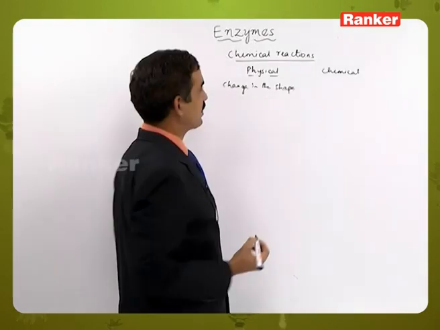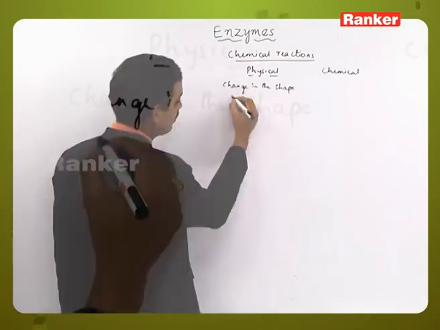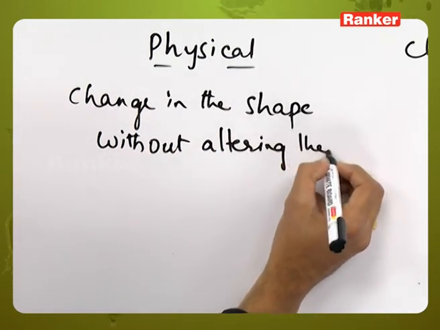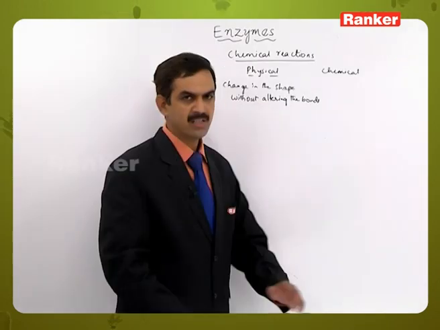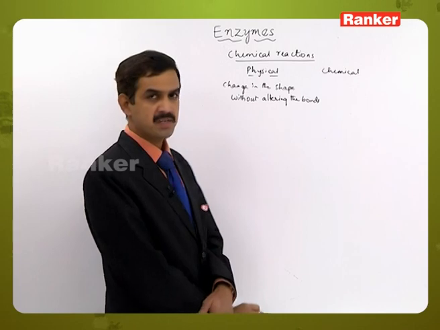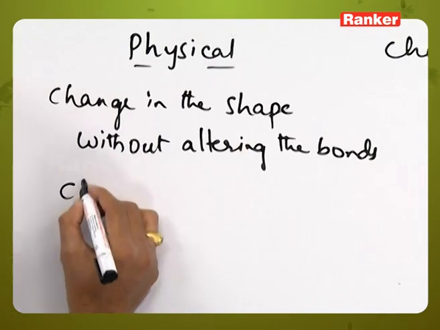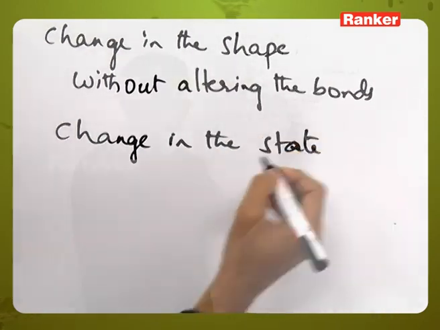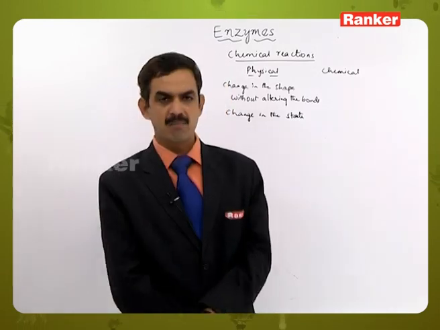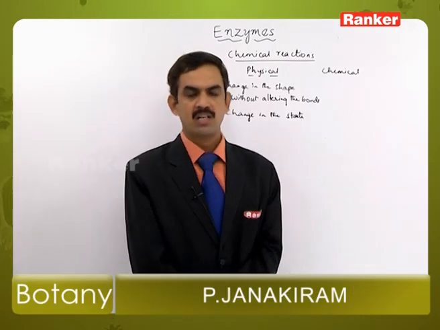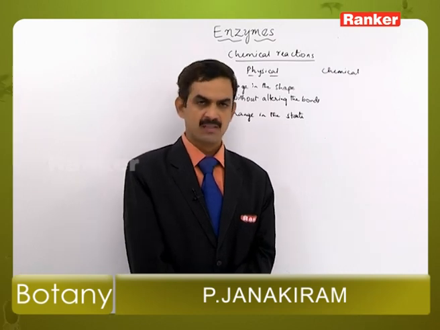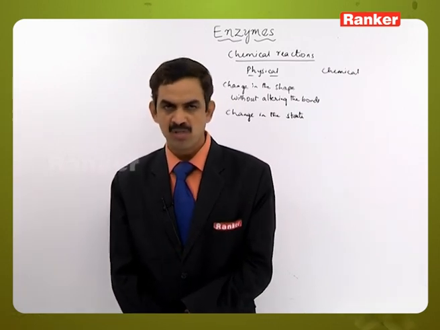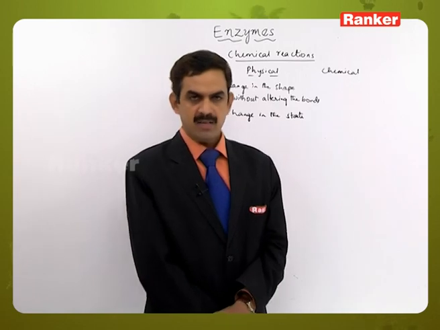shape or structure of the chemical compound without altering the bonds, that is, without breaking or forming new bonds. So this is one type of physical change. The other one is a change in the state of the molecule, that is, ice is converted into liquid form; solid state is converted into liquid state. But there is no formation or breaking of bonds. So that type of physical change is possible in different types of chemical molecules.